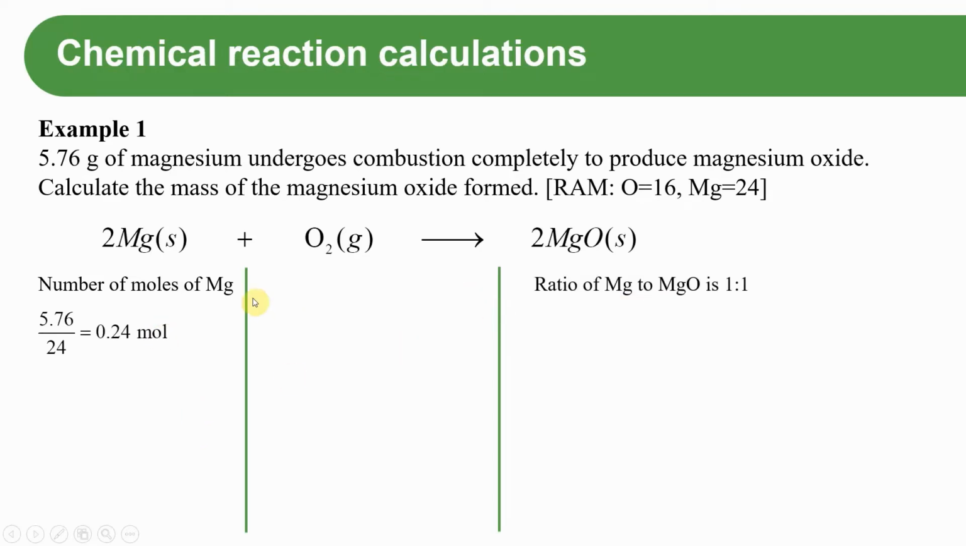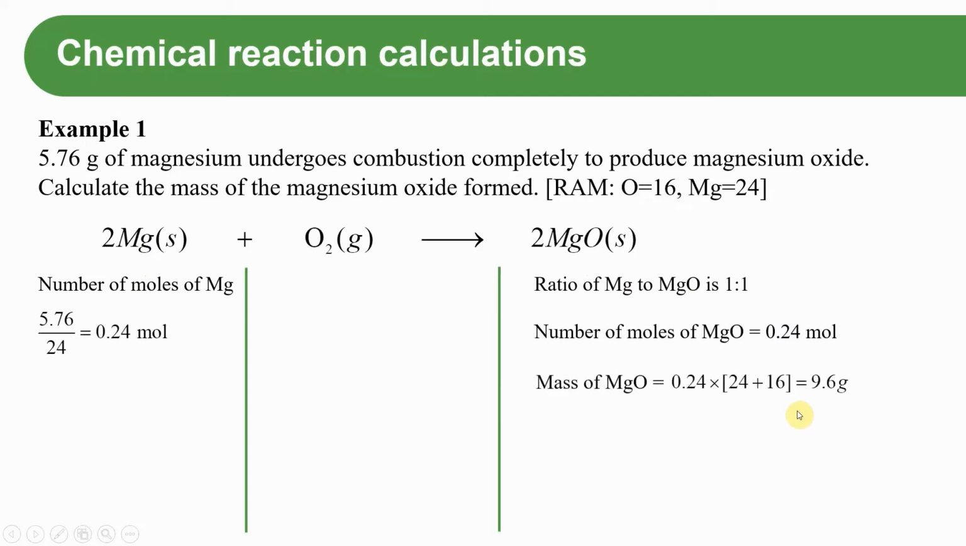And from the comparison, we say the ratio of magnesium to magnesium oxide is 1 to 1 because here it is 2 to 2. And therefore, the mole of magnesium oxide is also 0.24. And from the mole, we can actually find the mass. We multiply the mole with molar mass. And lastly, we get 9.6 grams.